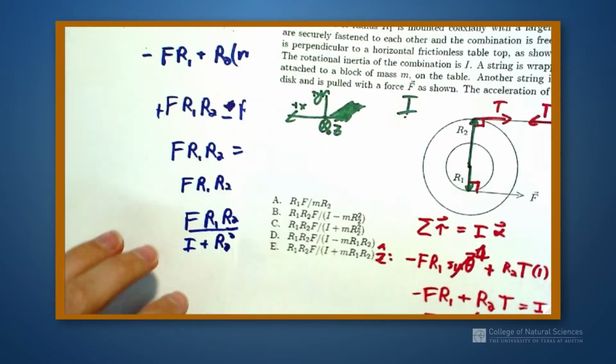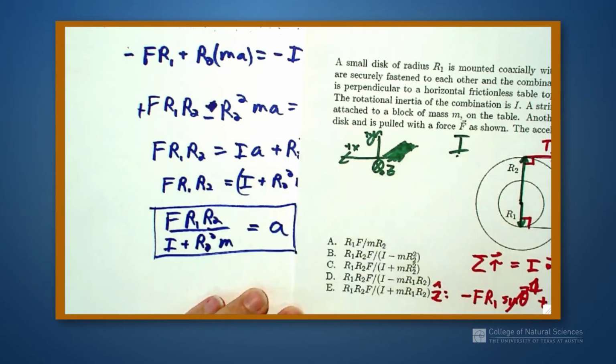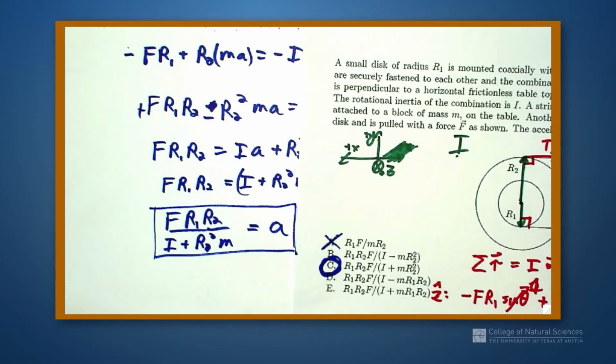So I bring back my page over here. I solve for A. I'm looking at R1 R2 F over I plus R2 squared M. So I see the value of C is the correct answer.